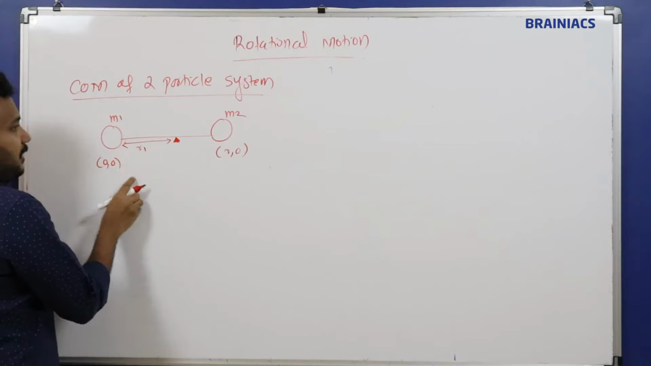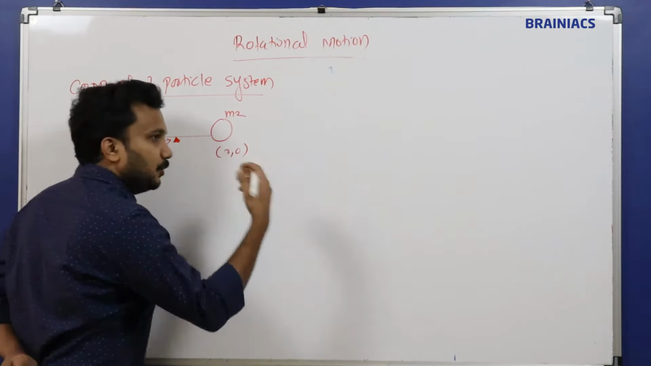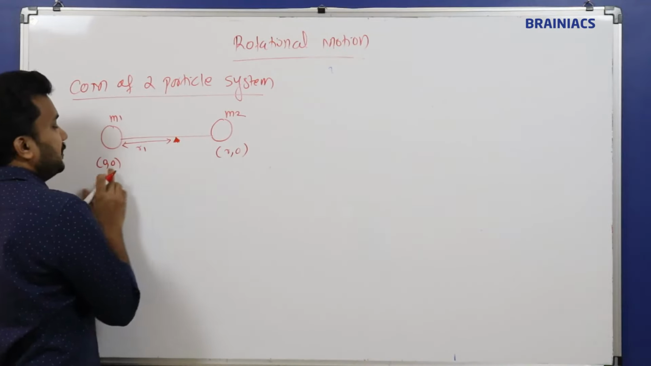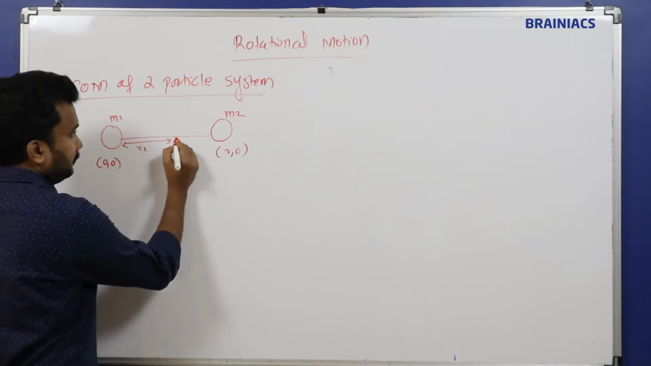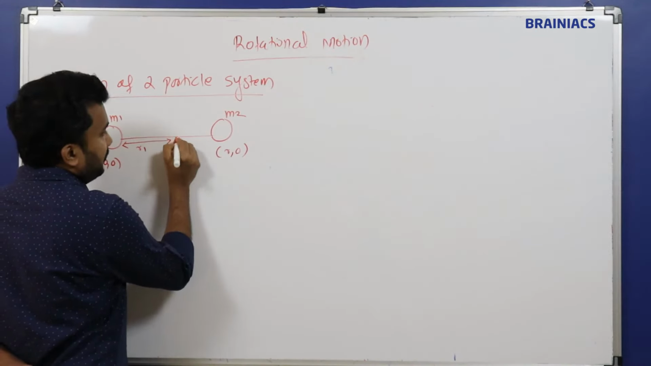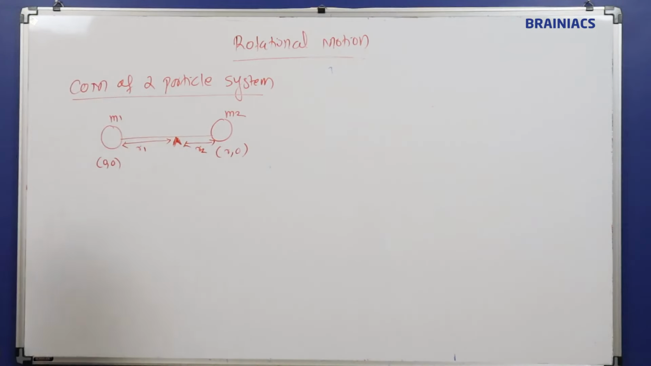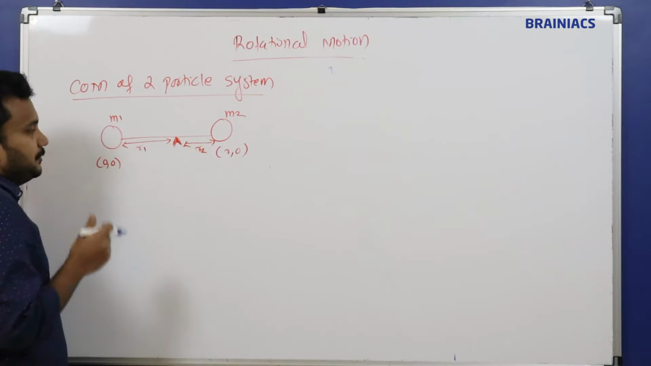Okay, y coordinates are 0. So y coordinates are 0 means y center of mass is also 0. X coordinate is changing from 0 to r. So only x coordinates will change. So now we know this is the center of mass point, and the distances from these two points are r1 and r2 respectively. In this case, we will apply the formula to find out the center of mass for the first body.